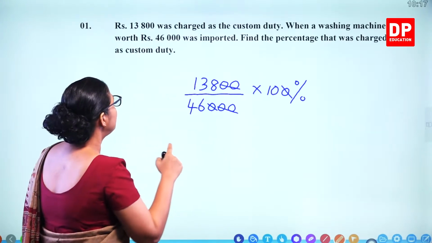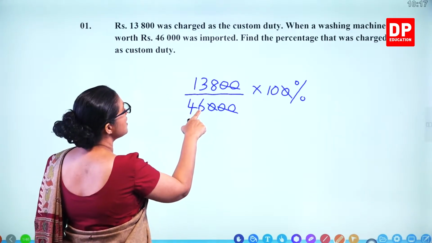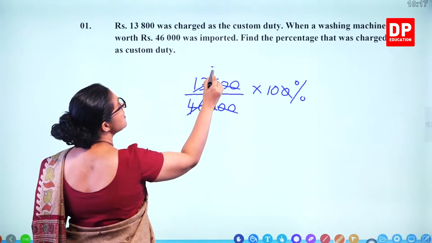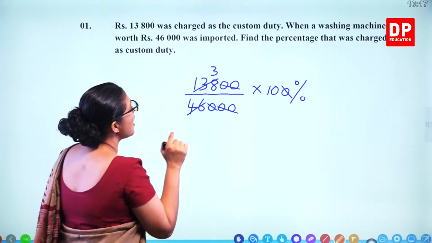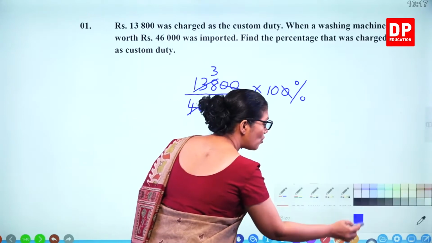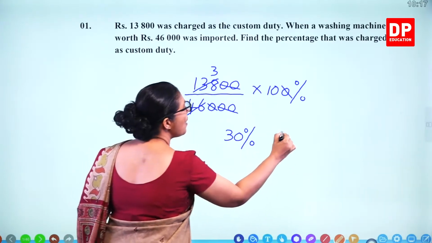So 2 zeros and 1 zero get cancelled out. What's the answer here? 3 times 6, 18. 3 times 4, 12, plus the carry. So this is 3 times that. So 3 times 10, 30%. So you get 2 marks for each question in Part A.